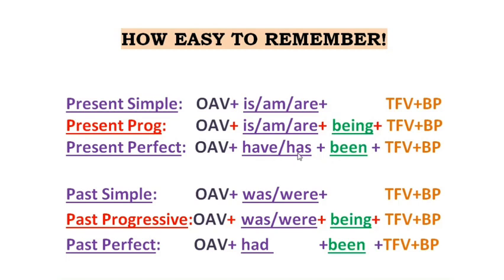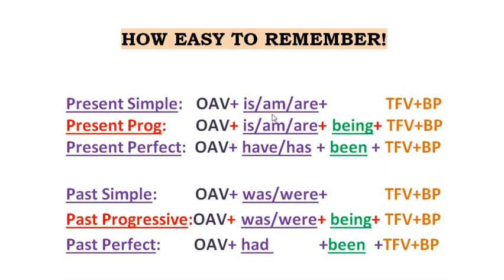Have or has. This is the perfect form. Have or has plus been. Been is the third form of the verb be. So how easily can we remember? First comes OAV. Last comes TFV plus BP: TFV, third form of the verb, plus by phrase.